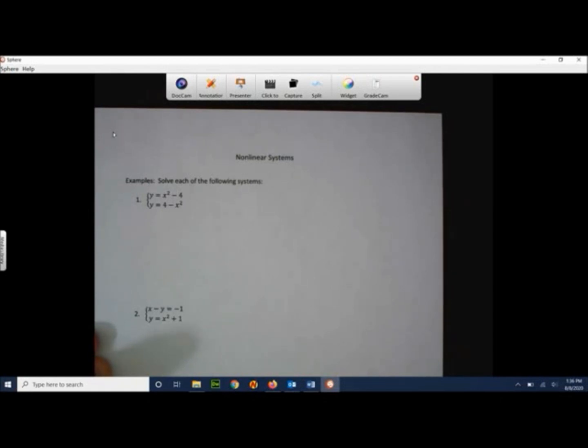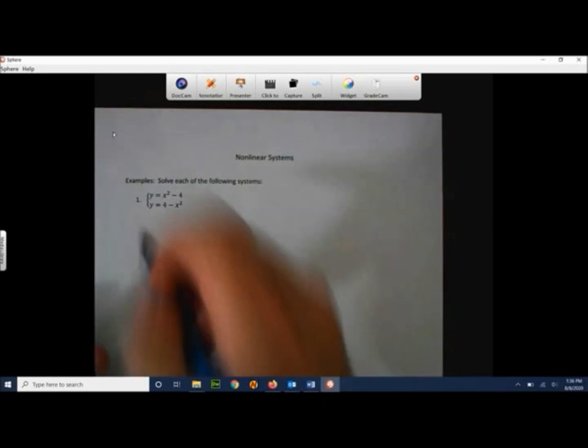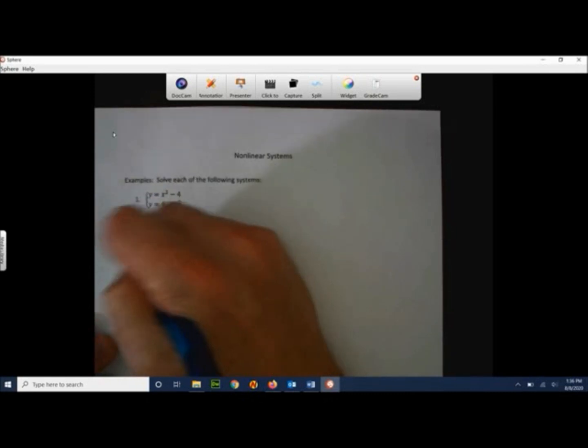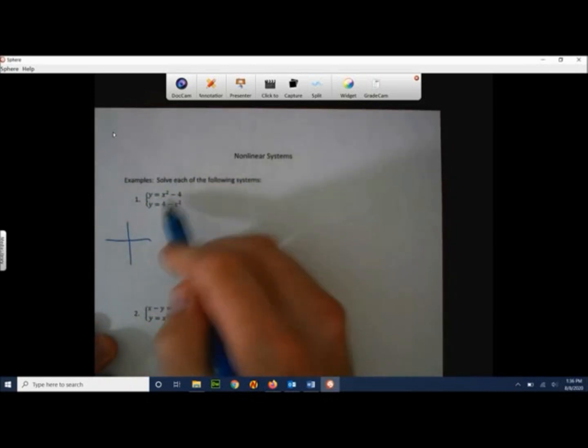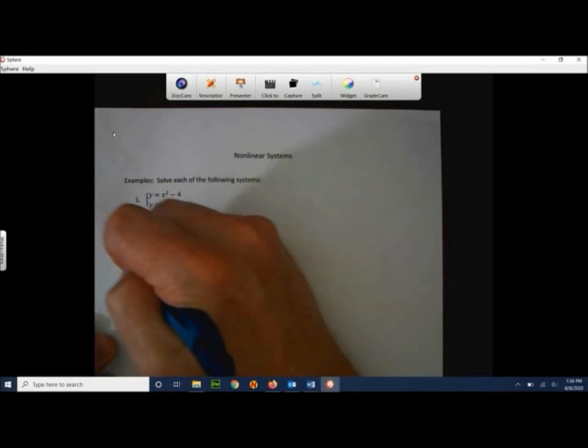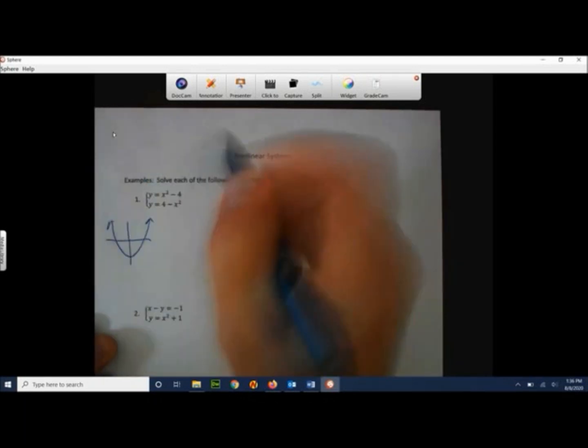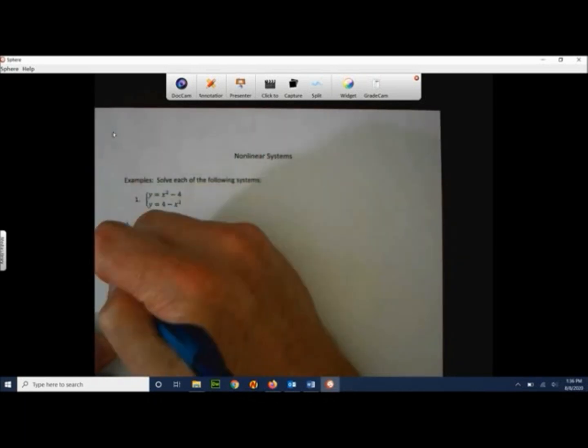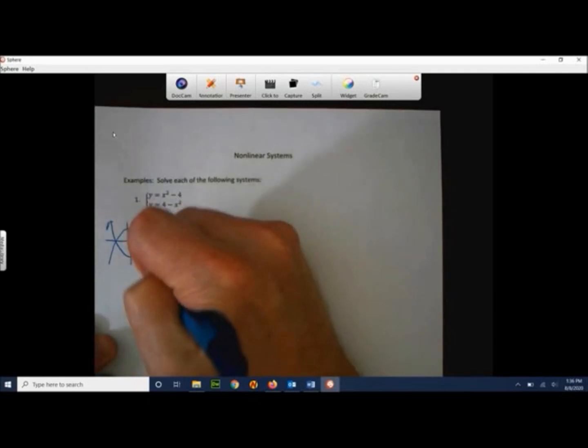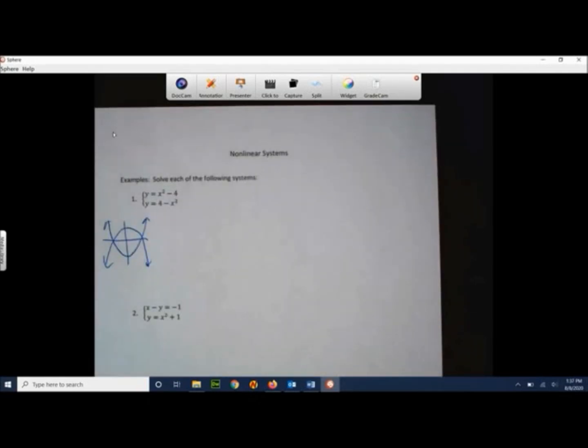And I think you would agree that parabolas could potentially cross at more than one point. For example, in this situation, y equals x squared minus 4 looks roughly like this, and y equals 4 minus x squared looks roughly like that. So it seems as though it's likely we're going to get two answers.